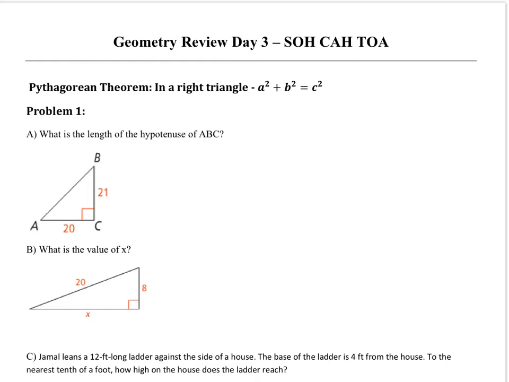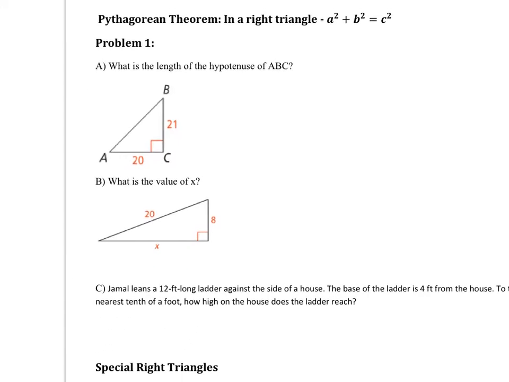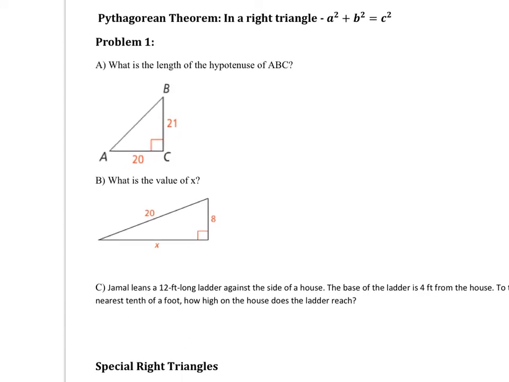SOHCAHTOA, right triangles. First, you have to remember the Pythagorean theorem: a squared plus b squared equals c squared. It's always most important to know which one is going to be the hypotenuse. Straight across from the 90 degrees will be the hypotenuse.